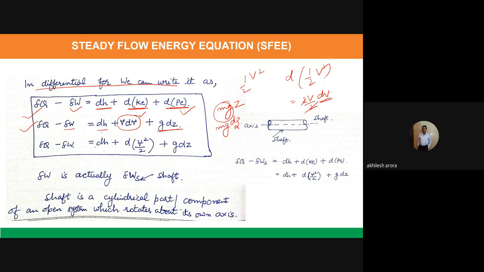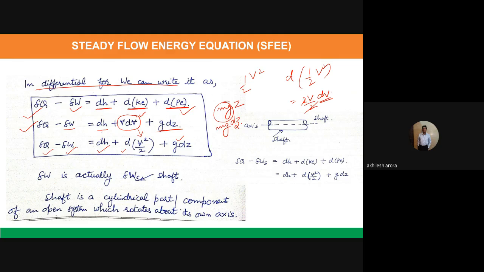Or I can write, with the other terms remaining the same, the kinetic energy term in this manner also, derivative of v square by 2 plus g dz. So this is how we will write this steady flow energy equation in the differential form.